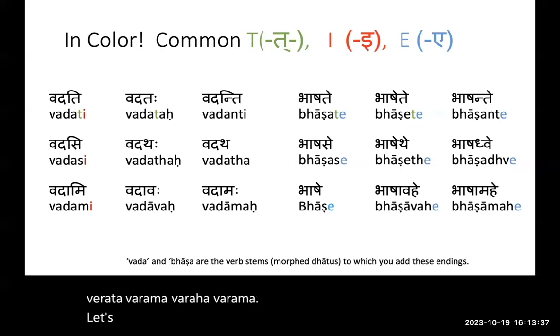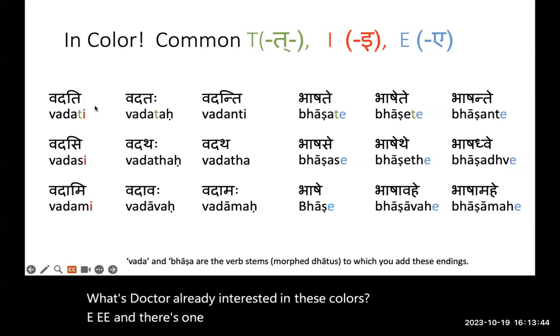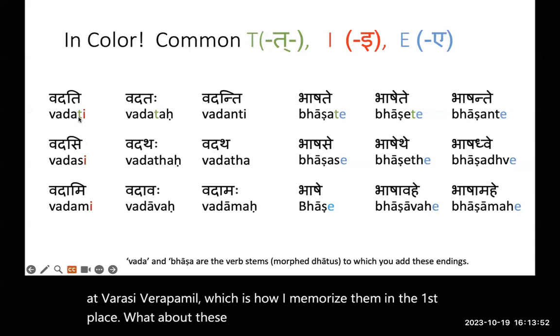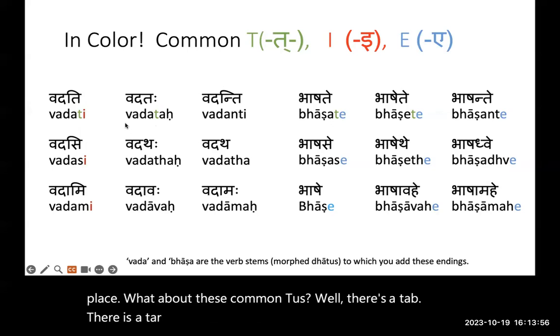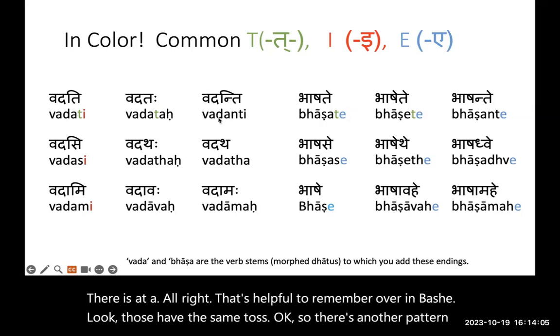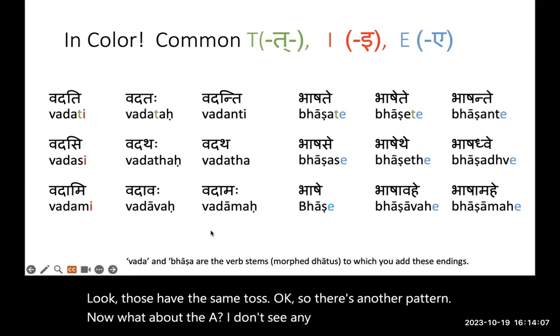What's Dr. Ulrich interested in these colors? E, E, E. And there's one there too, but I really want you to see E, E, E. Varati, varasi, varami, which is how I memorized it in the first place. What about these common tas? Well, there's a ta. There's a ta. All right, that's helpful to remember. Over in bhaṣate, oh, look, those have the same tas. Okay, so there's another pattern. Now, what about the A? I don't see any A's over here.